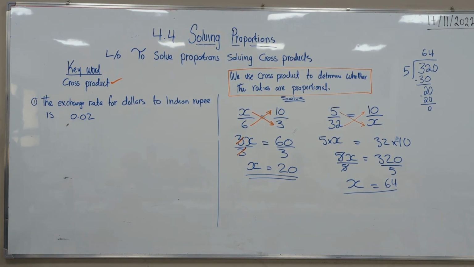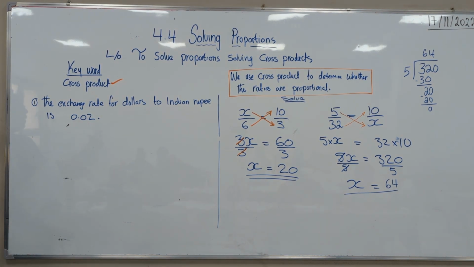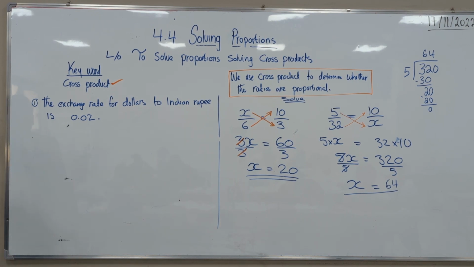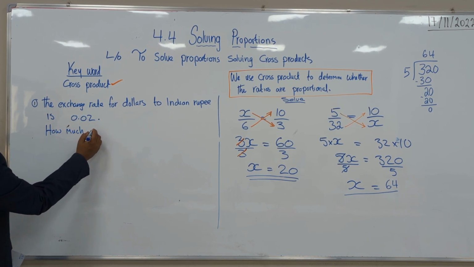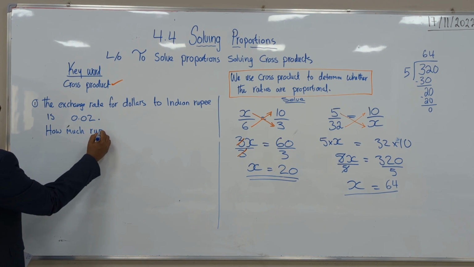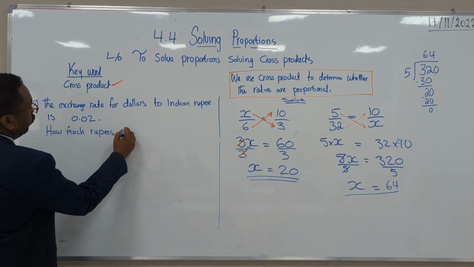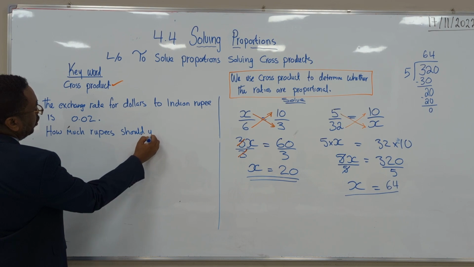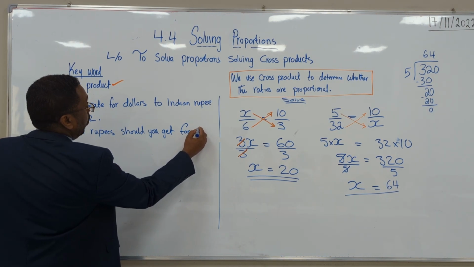Okay. So how much rupees will you get? We know 1 Indian rupee will be 0.02 dollars, like 2 cents. So the question now is, how much rupees? I want you to write down: how much rupees should you get for $100?